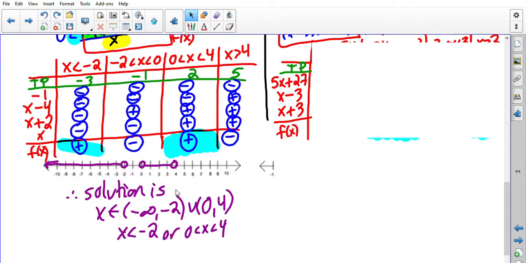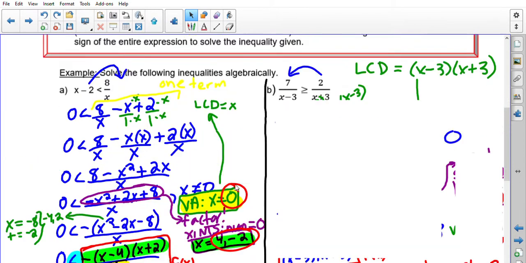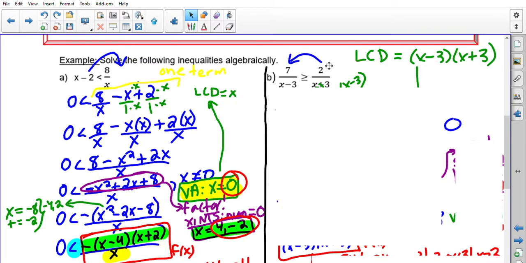Excellent. All right, let's try another one. So here we have 7 over x minus 3 is greater than or equal to 2 over x plus 3. So this time I decided to bring things to the left side.